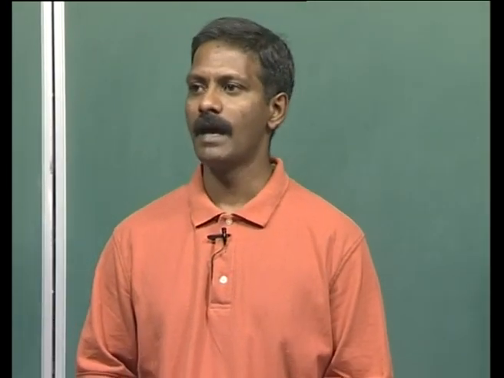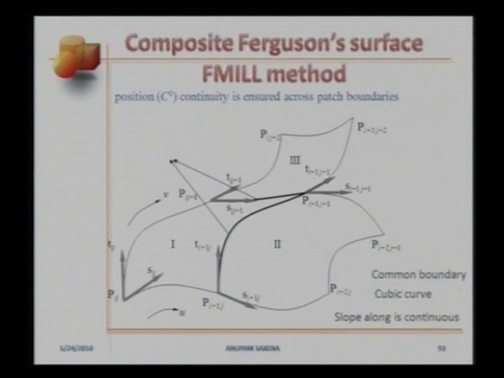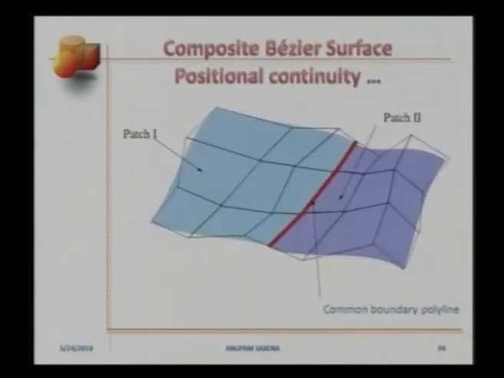In both bilinear and bicubic Kunz patches, the basic idea was this: you frame two different surface patches, R1 as a function of two parameters u and v, and R2 as again a function of two parameters u and v, and subtract a surface patch R3, again as a function of u and v, in order to meet the boundary conditions. We then looked into composite Ferguson surfaces using the F-mill method and composite Bezier surface patches.